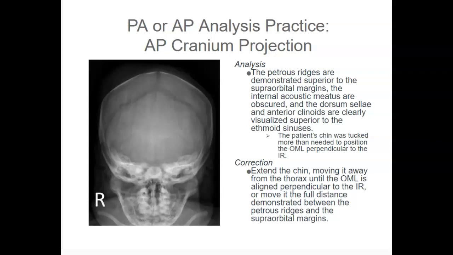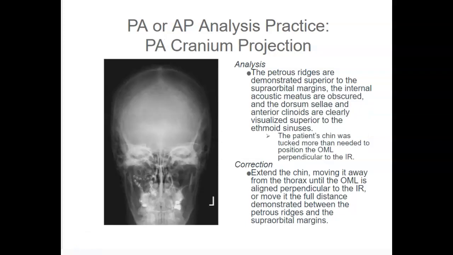So the biggest key takeaway is looking at your relationship of your petrous ridges to the supraorbital margins. If they're superior, then you have excessive chin tucking. You need to readjust the head so that the OML is aligned perpendicular with the IR.